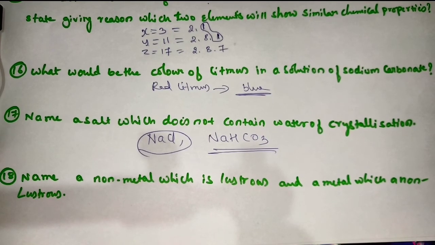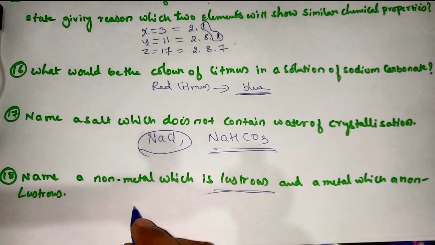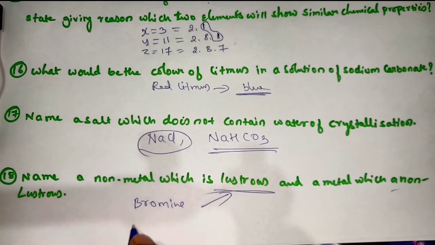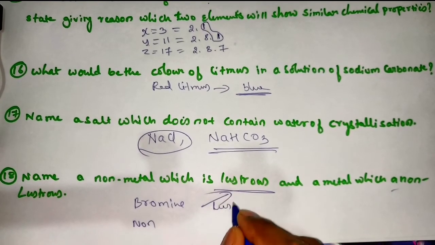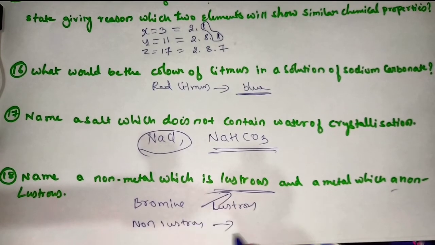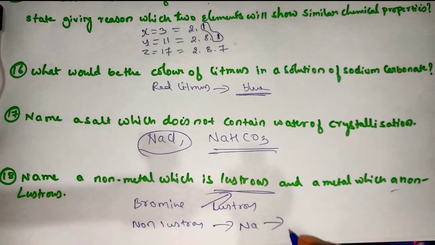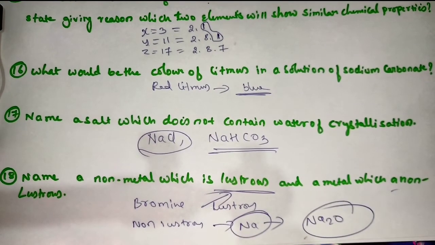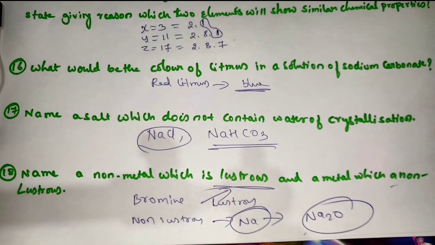Next question we have, name a non-metal which is lustrous and a metal which is non-lustrous. So bromine is a lustrous non-metal and sodium is a non-lustrous metal. Why is sodium a non-lustrous metal? Bromine is lustrous, it is shiny. Okay, you can write bromine. And for non-lustrous metal, you can write sodium. Why are we writing this? Because it is highly reactive and it will always form an oxide layer on it. Hence, it is dull in nature.